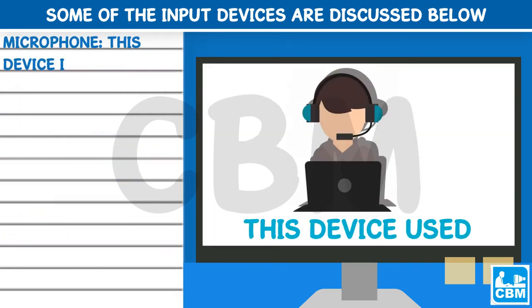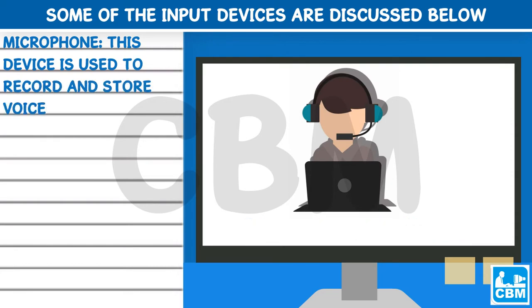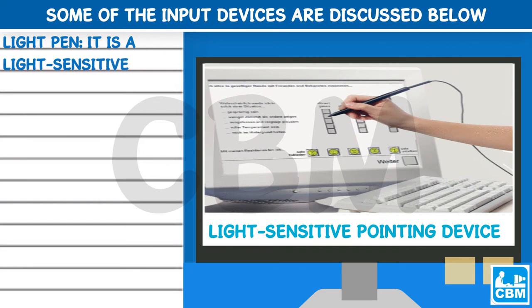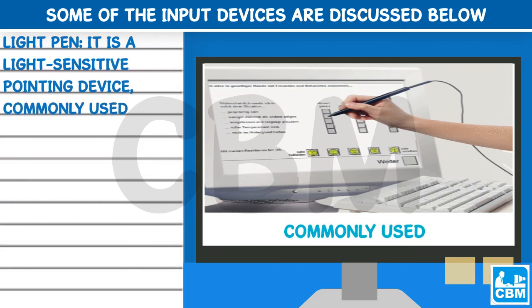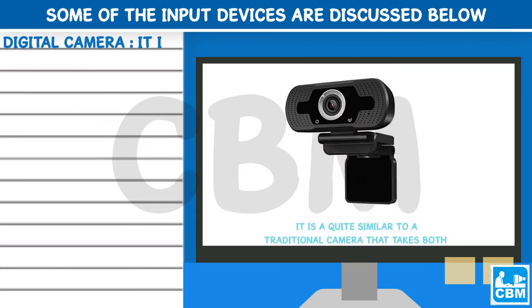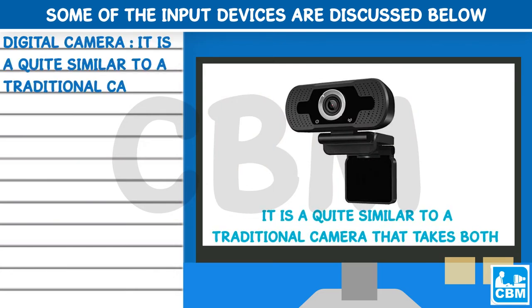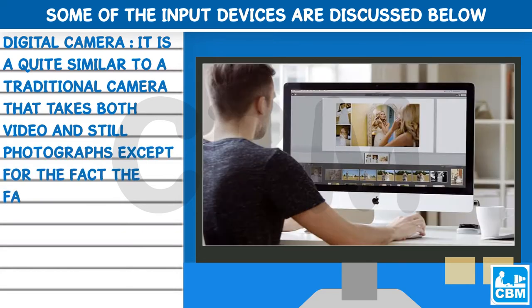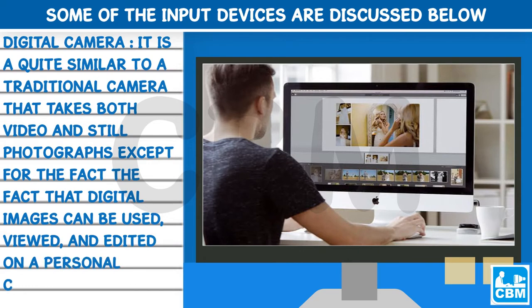Microphone. This device is used to record and store a voice or any other sound into a computer. Light pen. It is a light-sensitive pointing device, commonly used to select or modify data on the screen. Digital camera. It is quite similar to a traditional camera that takes both video and still photographs, except for the fact that digital images can be used, viewed, and edited on a personal computer.